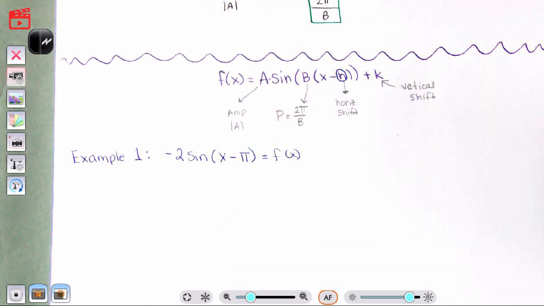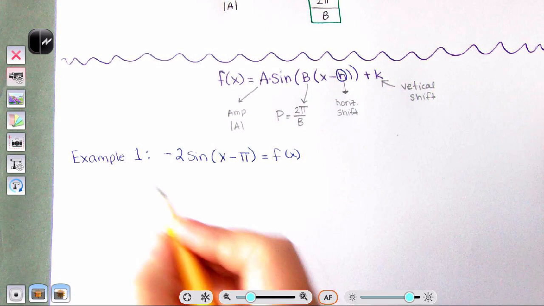You notice here, B is factored out of your horizontal shift. It's also factored out of x, and so we will be doing that. I might not show you in this example since our B is 1. The number in front of x is 1, so that doesn't really change. But in our next example, I will show you how to do that.